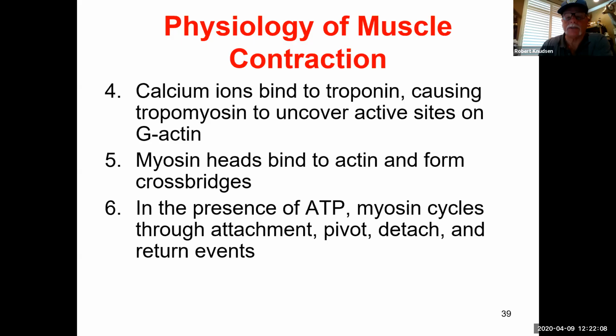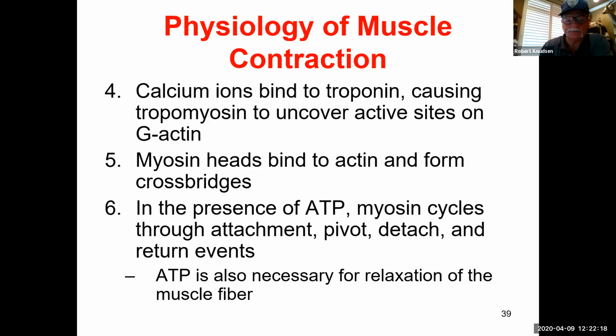Okay, then it talks about the myosin and actin. This number 5 says myosin heads bind to actin, forming cross bridges. And then you know what it fires, right? And ATP is necessary for relaxation. So in order to undo all of this, that's when you use ATP.